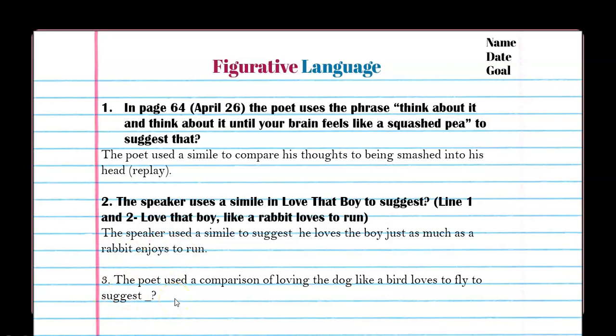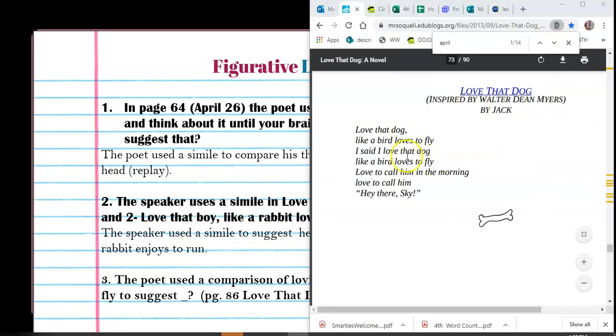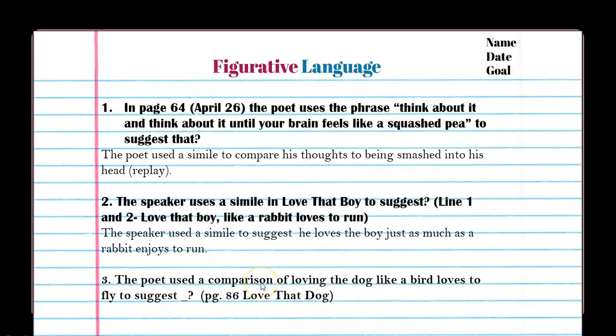The poet used a comparison of loving the dog like a bird loves to fly to suggest. So remember, we're going to be a good reader and we're going to go back. Love That Dog, inspired by Walter D. Myers. Remember, it's inspired and it's by Jack. Love that dog like a bird loves to fly. Love to call him in the morning. Love to call him, hey there, sky. So boys and girls, he's comparing loving the dog like a bird loves to fly. What is he trying to suggest? What is the speaker trying to tell you? So I'm going to go ahead and give you 1 minute to write your response.